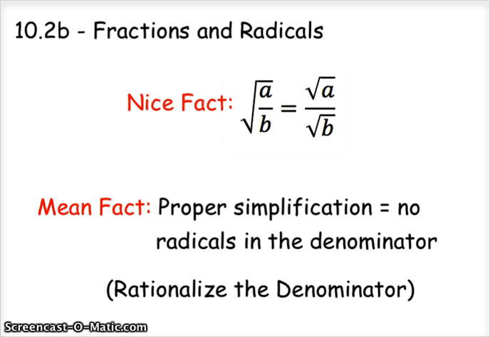However, the main fact for today is that proper simplification of a fraction means there's no radicals in the denominator. This is called rationalizing the denominator, where we just want that whole number or an integer in the bottom of the fraction. Let's look at how this plays out.